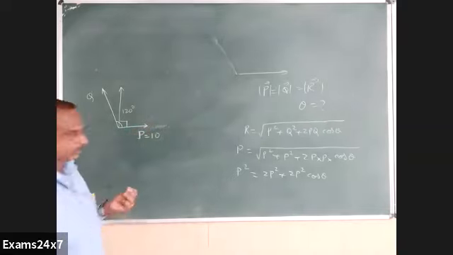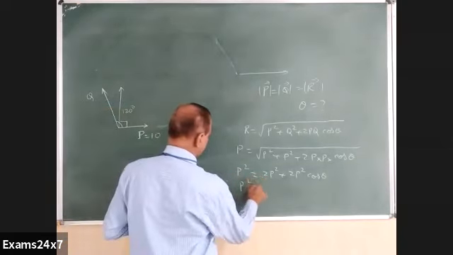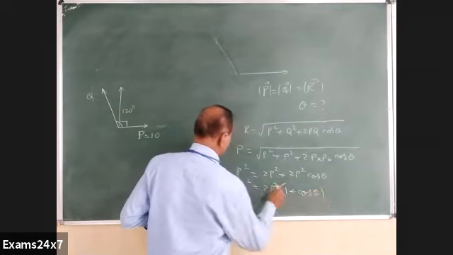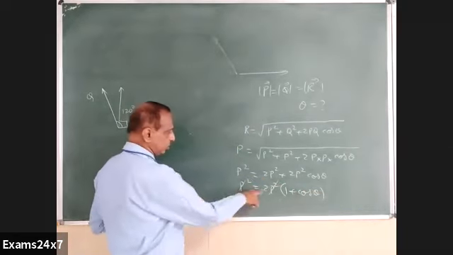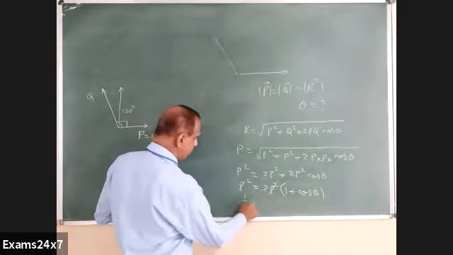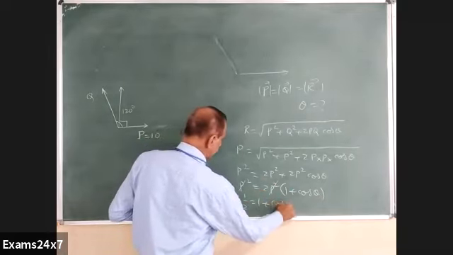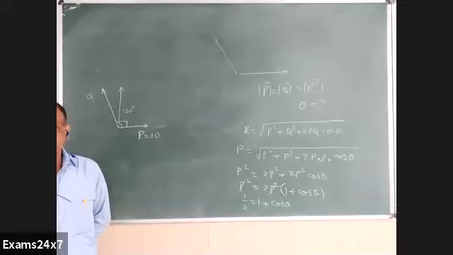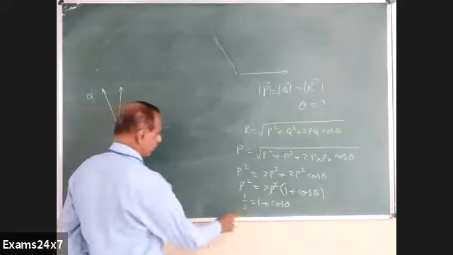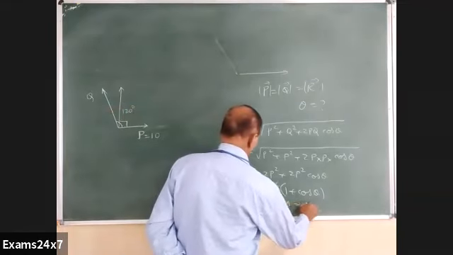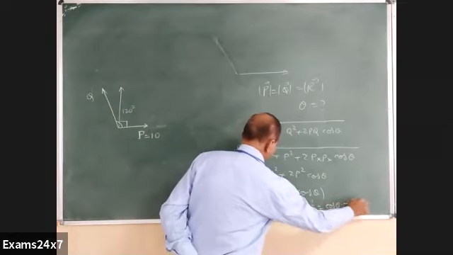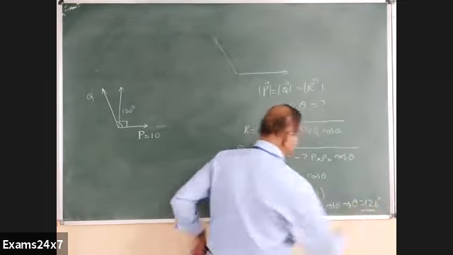Got it? If you take 2P square out here, P square equal to 2P square into 1 plus cos theta, it becomes P square cancels, or this 2 will come down here. Half is equal to 1 plus cos theta, or cos theta is equal to half minus 1. Half minus 1 becomes minus half. So finally, this becomes minus half is equal to cos theta, or theta must be equal to 120 degree. That is the answer.